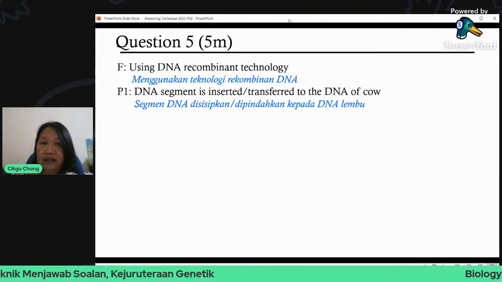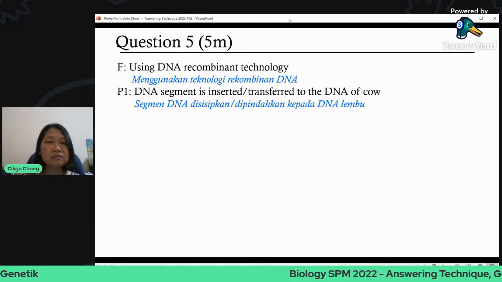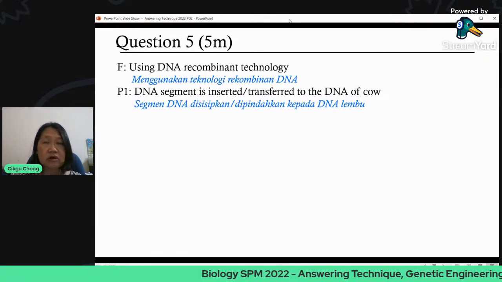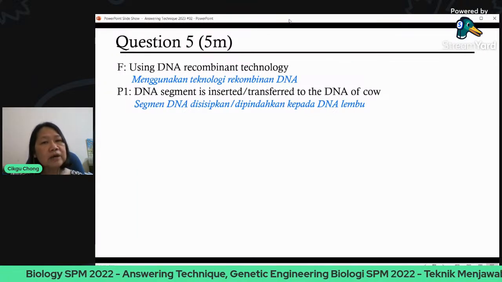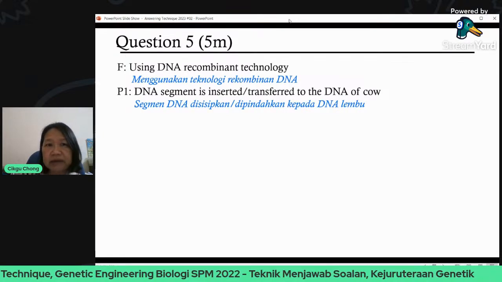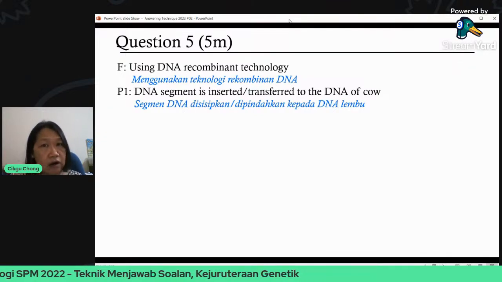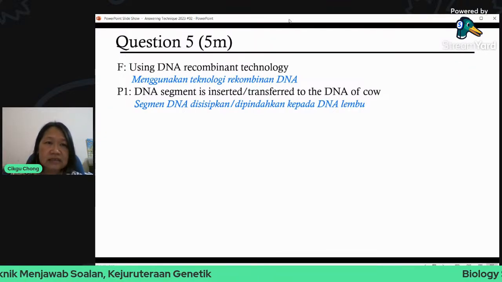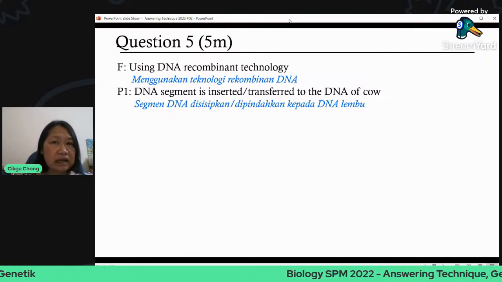Again, same concept. The DNA segment that has the ability to produce the milk that does not have lactoglobulin, you must transfer. Cut it out using the restriction enzyme, then you insert it into the DNA of the cow using the DNA ligase. Depending on the marks, if there are many marks, write the names of the enzymes. If not many marks, no need.